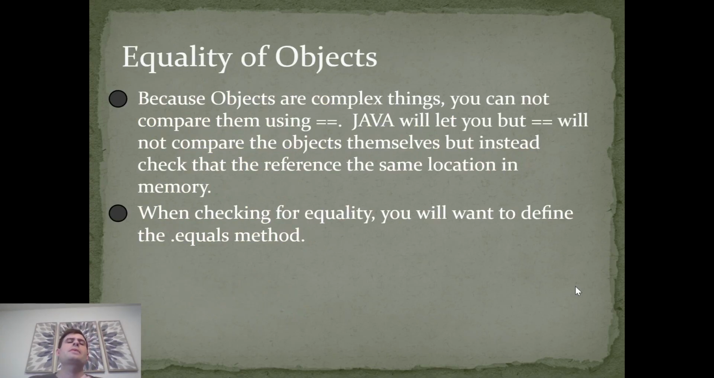Now, we've used the double equal sign before to show things are equal to each other, but that's not going to fly when it comes to comparing objects because they're a little bit too complicated. Objects are complex things. You can't compare them just using the double equal. Java will let you, but double equal will not compare the objects themselves, but instead check that they reference the same location in memory. So when checking equality of two different objects, you want to use the dot equals method. And that's going to be it.